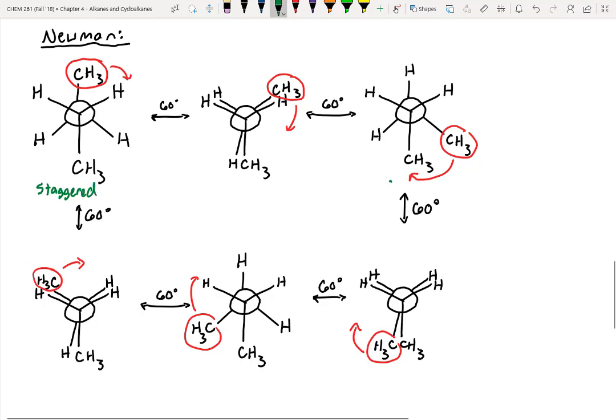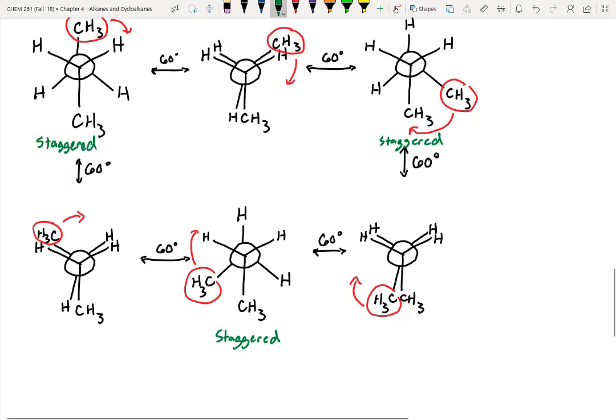This one is also going to be staggered. And then this bottom one in the middle is going to be staggered. All of the other ones are going to be considered eclipsed. So just really quickly label those.